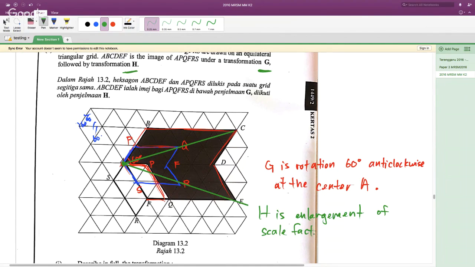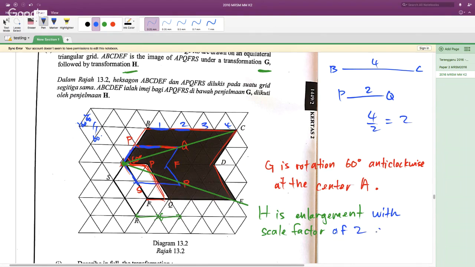So if you want to know about the scale factor, it's quite simple. You just calculate here is like 1 unit, 2 unit. For P to Q, it's just 2 units here, and then for B to C, it's 1, 2, 3, 4, just 4 units. So you use 4 over 2. You know the scale factor is 2. So H is an enlargement of scale factor 2 at the center A. I guess this is the correct answer for G and H.